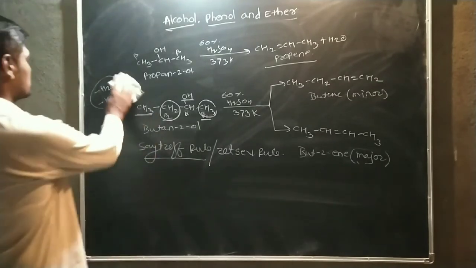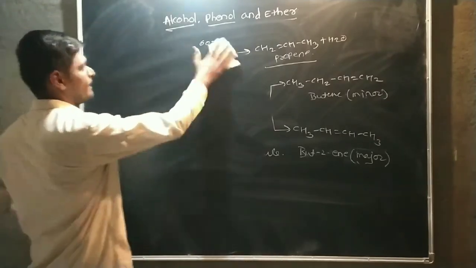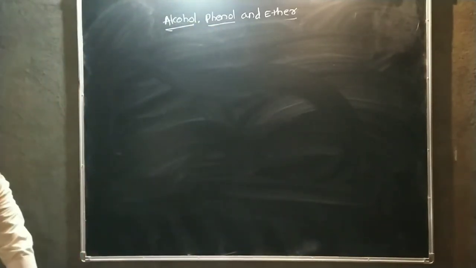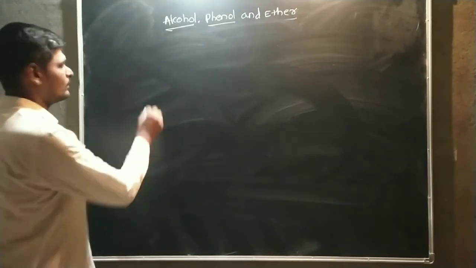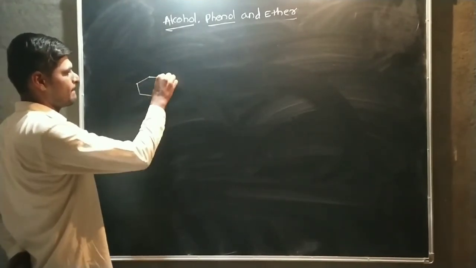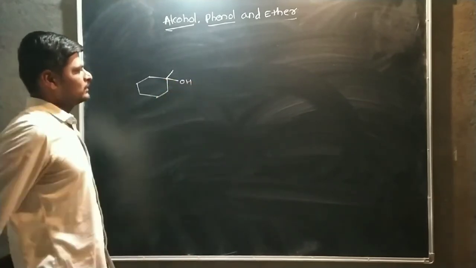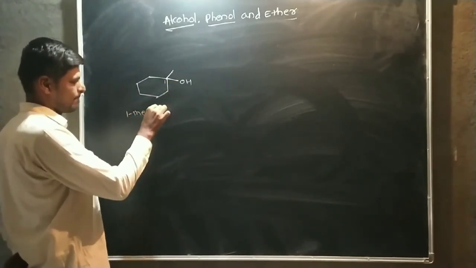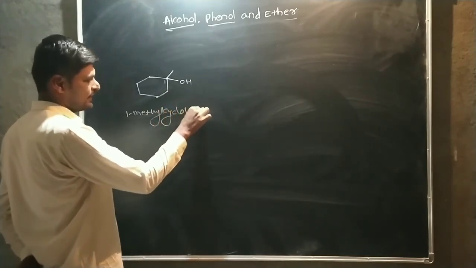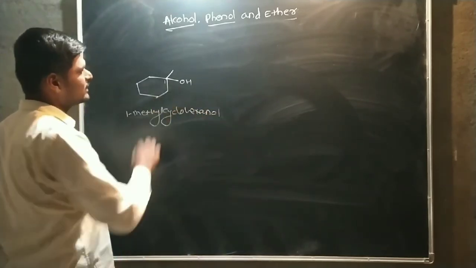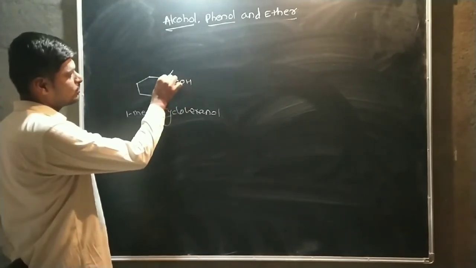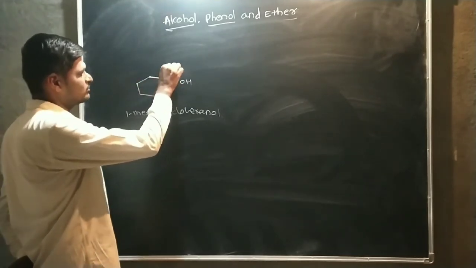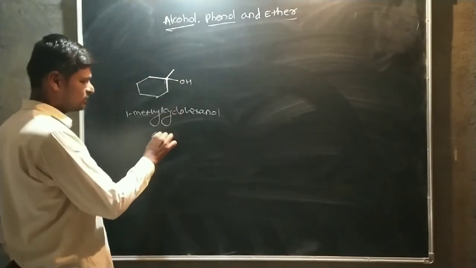We will easily consider this example here. The IUPAC name of this example is 1-methylcyclohexanol. This is a tertiary alcohol because the OH group is attached to a carbon atom which is attached to three other carbon atoms. Therefore, it is a tertiary alcohol.